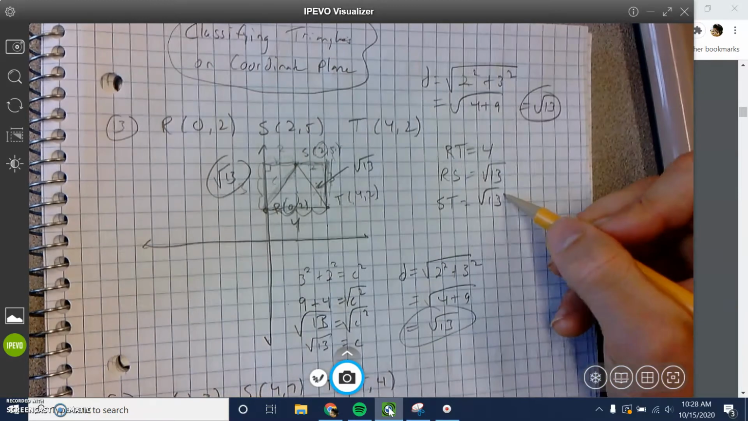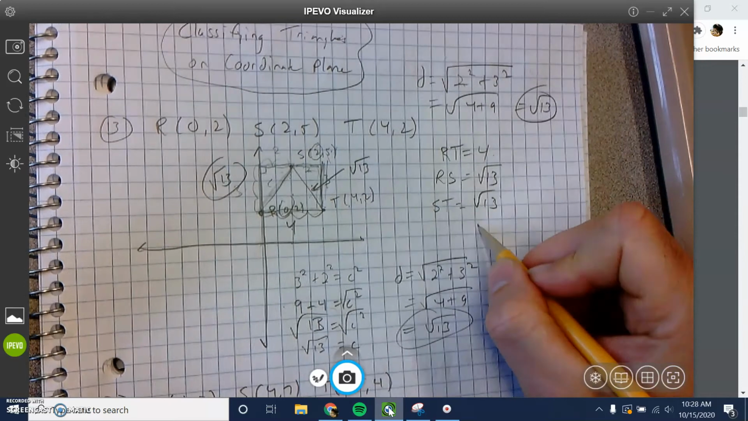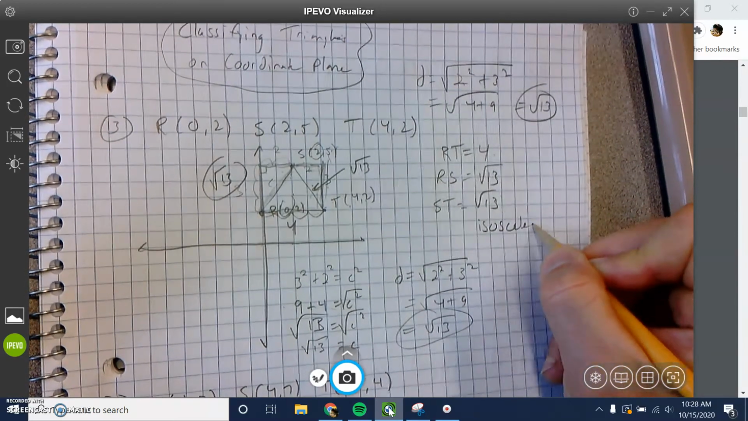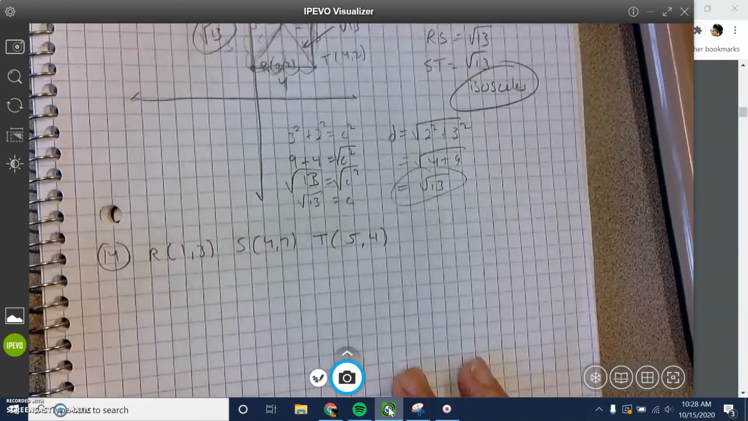So we have 2 sides that are congruent and 1 side that is not congruent to the other 2. So this is what? Yeah, isosceles. This is an isosceles triangle. That's how we get it. Let's do one more before you try.